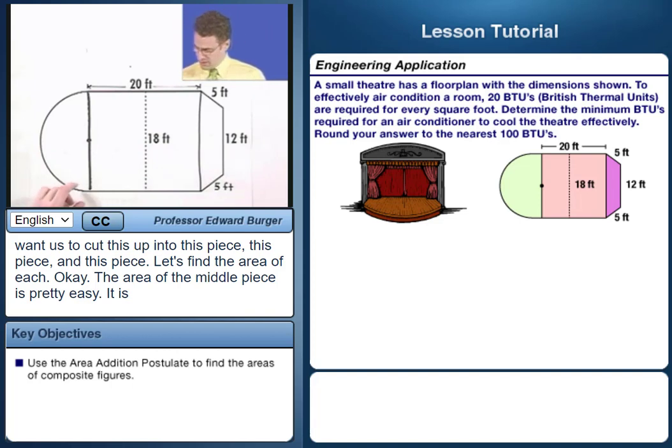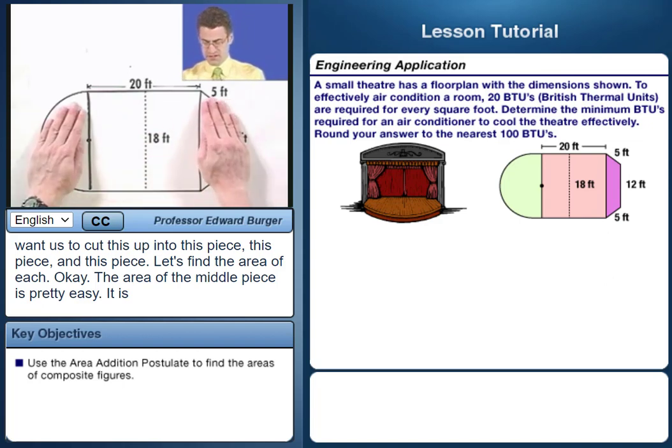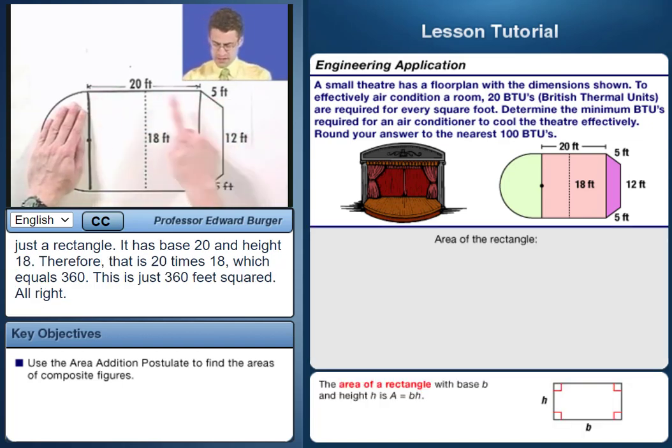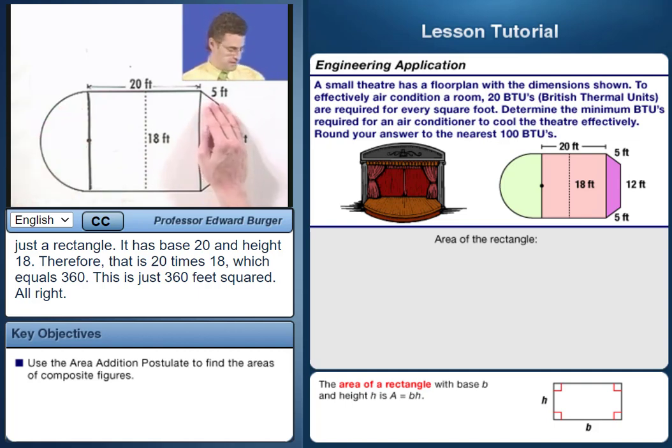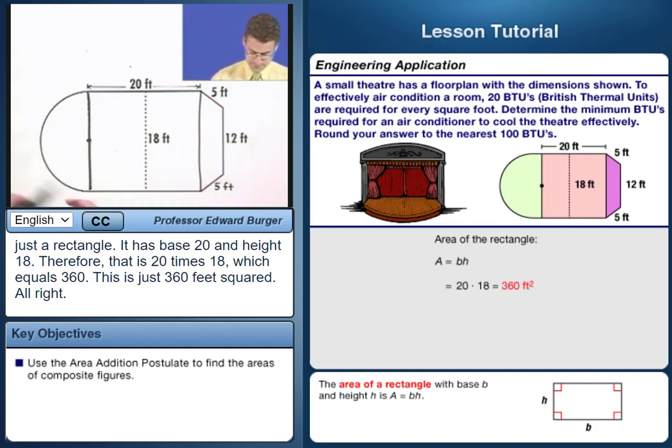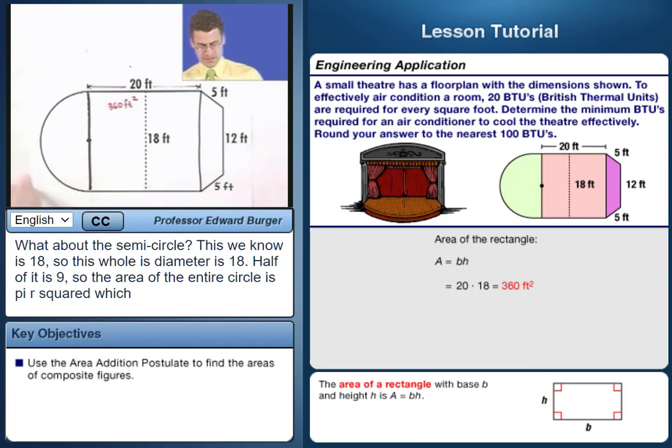Well, the area of the middle piece is pretty easy. It's just a rectangle that has base 20 and height 18, and so therefore it's 20 times 18, which is 360. So this is just 360 feet squared.